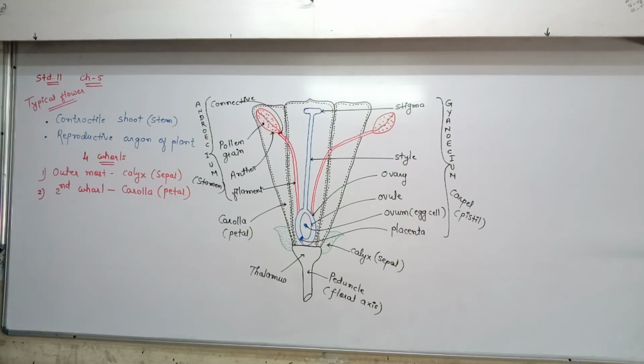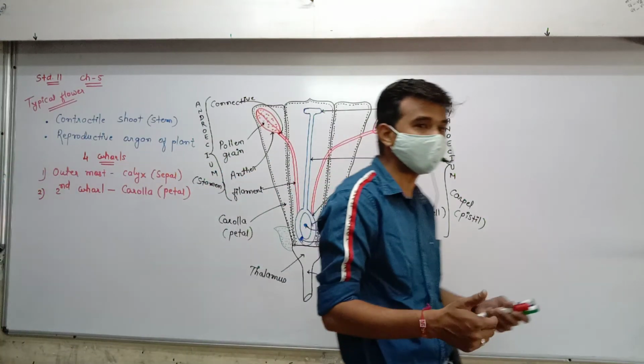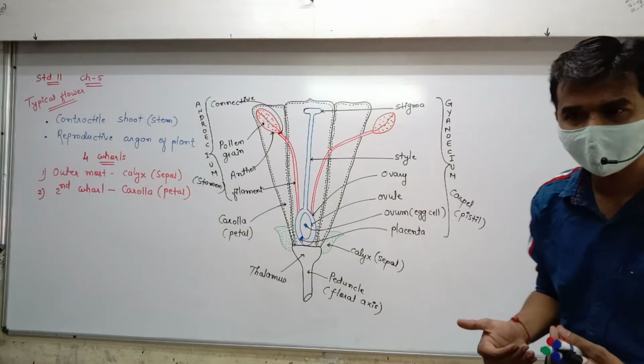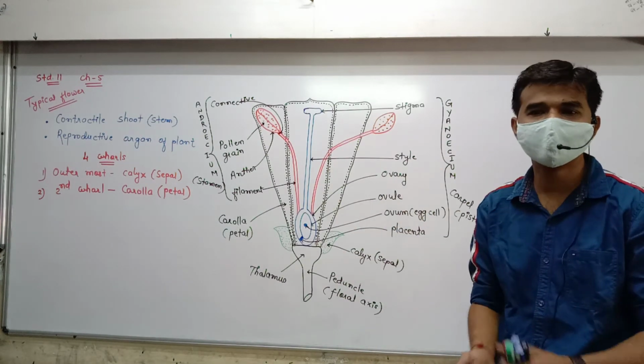It consists of different types of fragrance and different types of coloration, and due to the attractive fragrance as well as attractive arrangement in such a way, as a result it attracts the insects for the pollination.